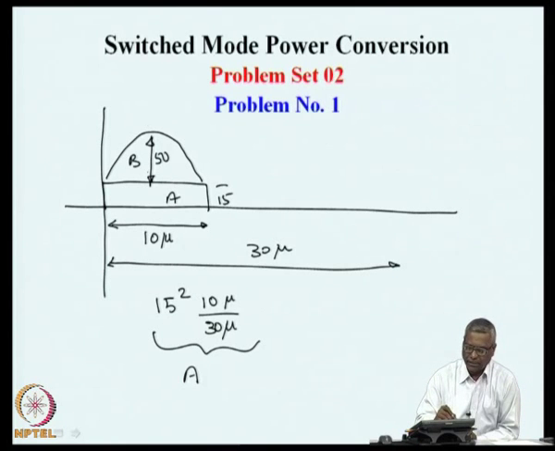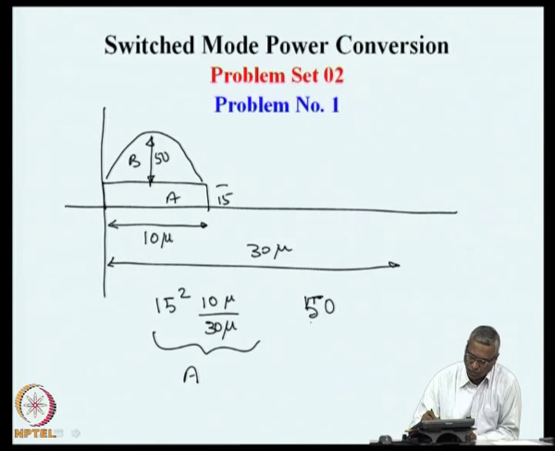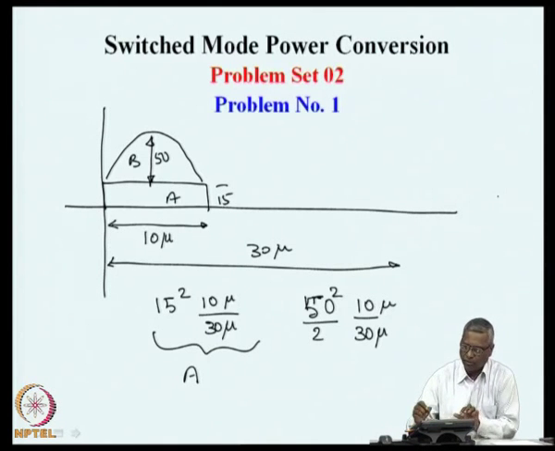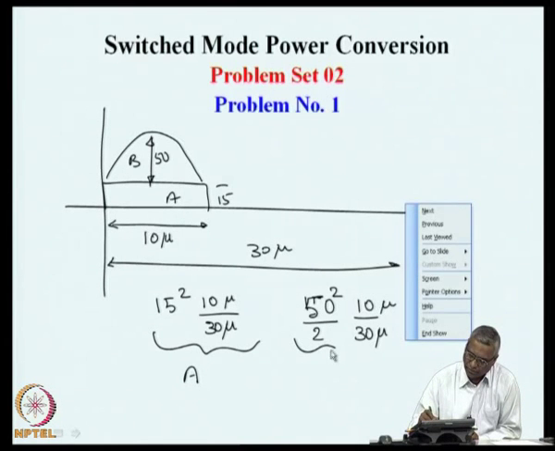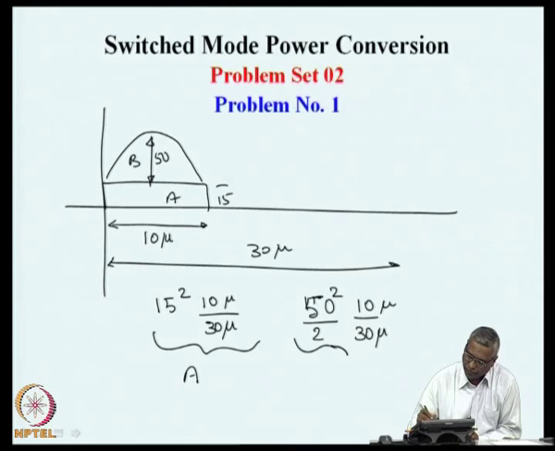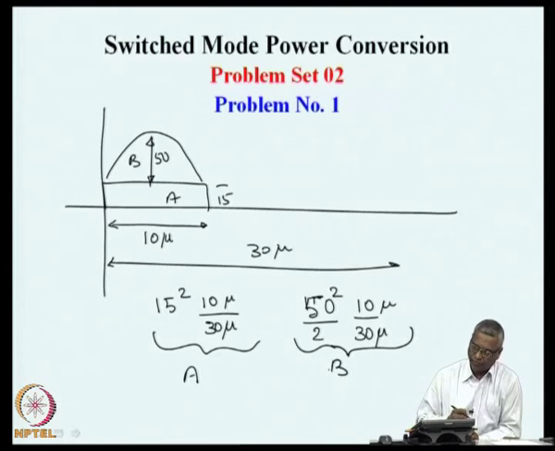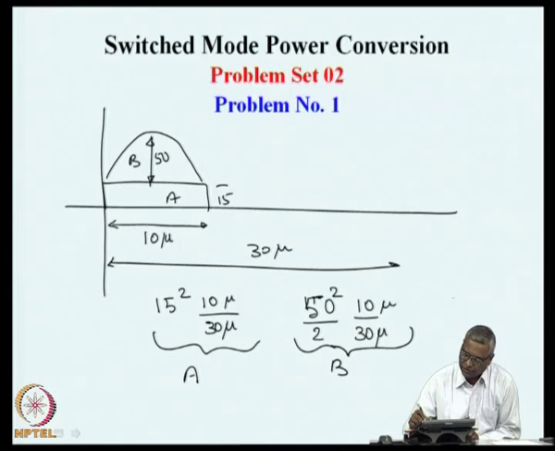So, this portion is because of A alone. B portion is a half sine. So, the Rms of half sine is peak divided by root 2. So, if you square it, it is 50 square by 2, and here also it exists for 10 micro and total period is 30 micro. So, this is the portion which is because of B alone, and then there is a third term which is the integral of A plus B with 2 and dt.